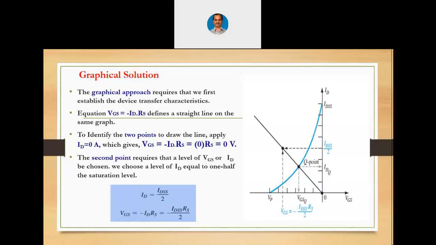It is not mandatory that you will have to choose ID equal to 1/2 only. You can choose any value of the drain current which is between 0 and IDSS, and you will correspondingly get another point on the x-axis. Join that, you will get this straight line, and wherever the straight line cuts the curve, you will get the Q point.